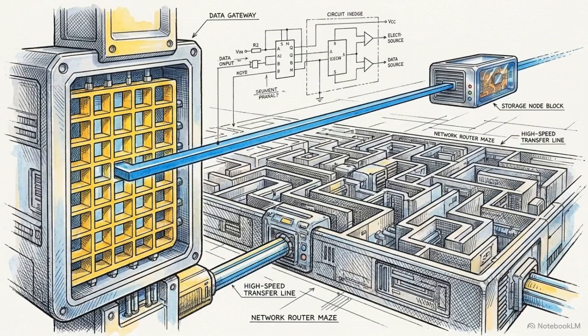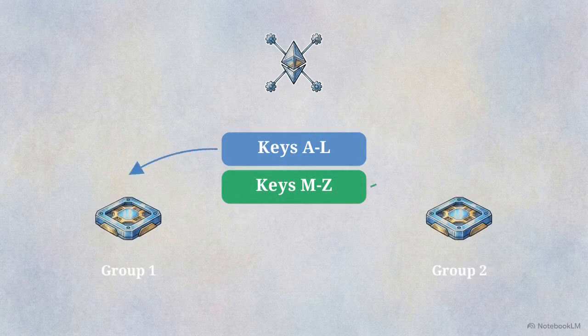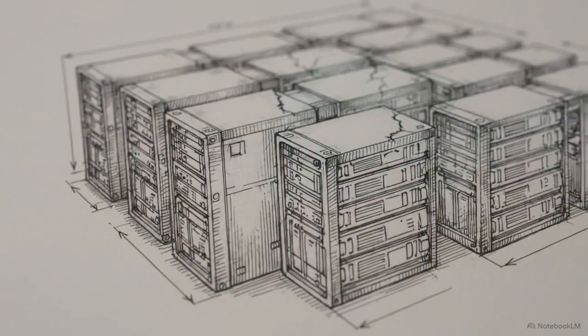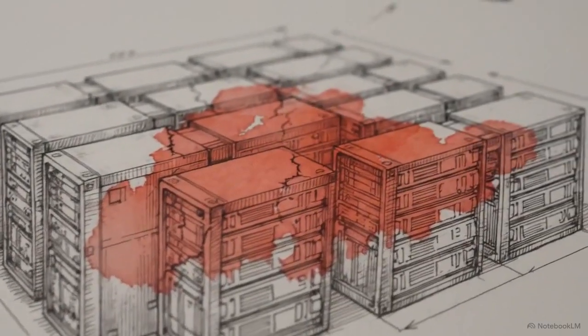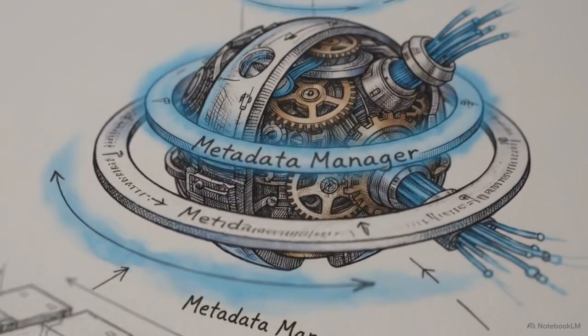extra network jump. This mapping is dictated by the metadata manager, which routes keys A through L to group 1 and M through Z to group 2. To survive network splits, it uses a strict consensus protocol, blocking conflicting updates to maintain a unified map. Isolating metadata at the front end ensures that storage nodes are not consumed by the traffic required for network discovery.